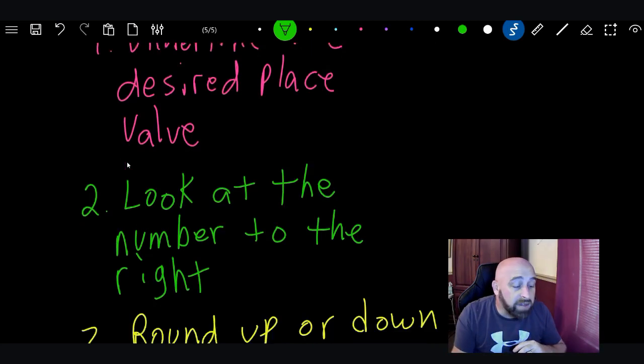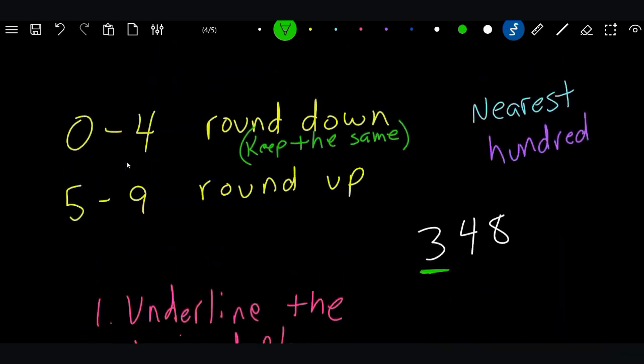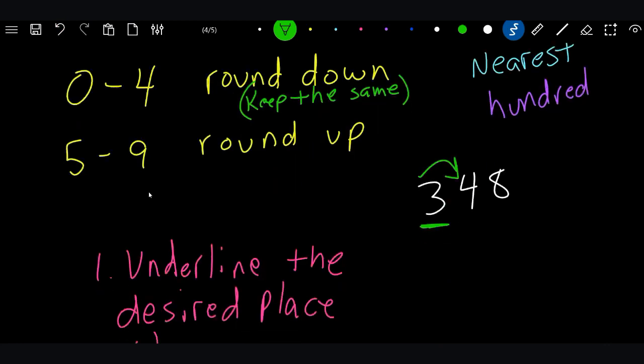Now, we go to step 2. Look at the number to the right. We're looking at his next door neighbor. Do not look over here. We're not interested in that number. We want to look immediately to the right, the next door neighbor. His next door neighbor is a 4. Now look, a 4 is between 0 and 4. So what do we do? We round down.